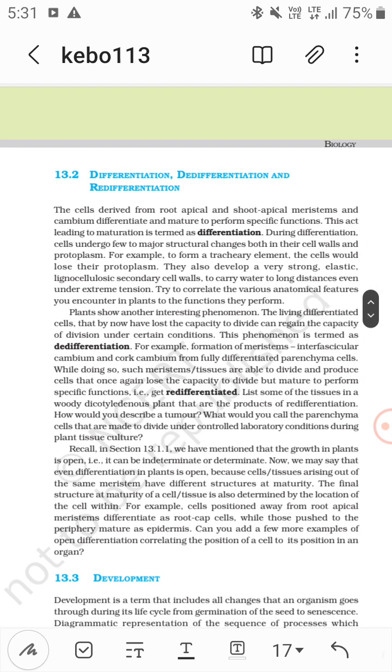Now you see the cells derived from the root apical and shoot apical meristem and cambium, that is secondary meristem, differentiate and mature to perform specific functions. This act leading to maturation is termed as differentiation.